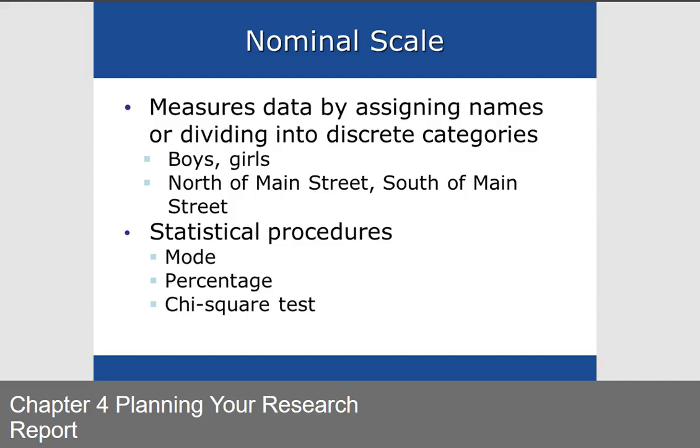Both of these examples are dichotomous constructs, but another nominal scale of measurement would be ethnicity, where we can have multiple categories, or year in school, and so those would be nominal scales. We're assigning categories. And so for this, we can only look at modes and percentages, and you can also conduct a chi-square test.